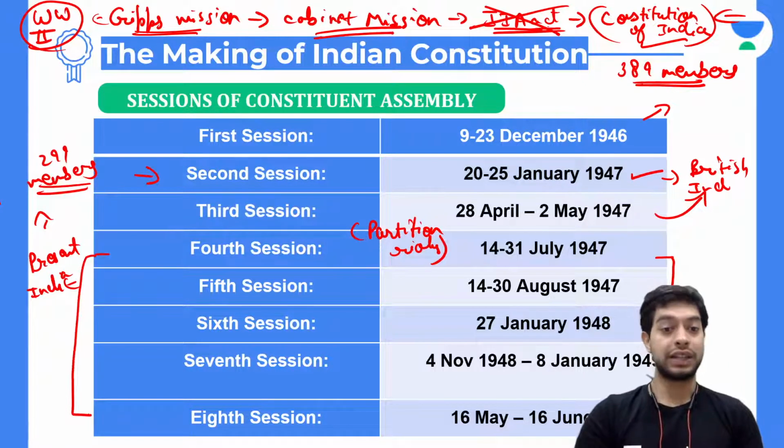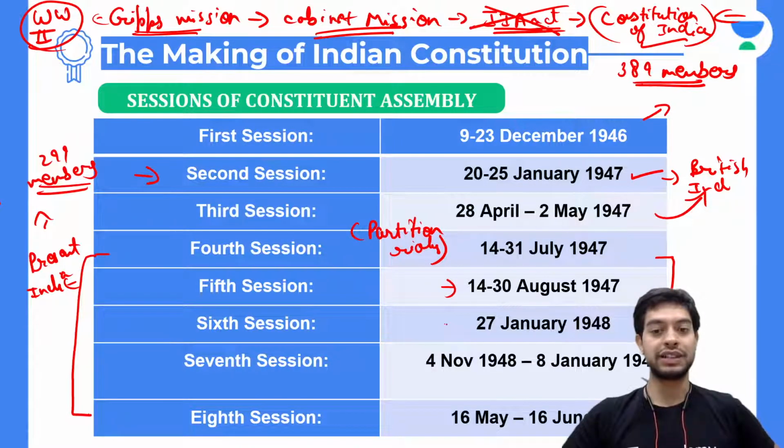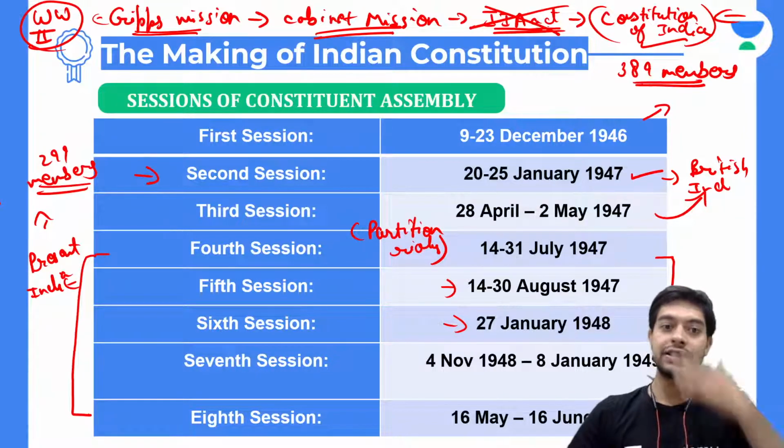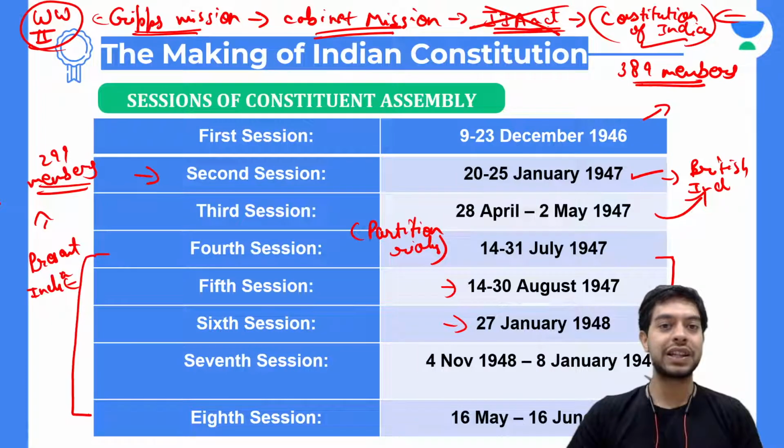Okay, so the fifth session was from 14th to 30th of August, then 27th of January 1948, a single day session, the sixth session. Like, और ये sessions क्या है? आप पार्लियामेंट के सेशंस तो देखते ही होंगे, द मॉनसून सेशन, द विंटर सेशन. What are these? Similarly, the sessions of Constituent Assembly.